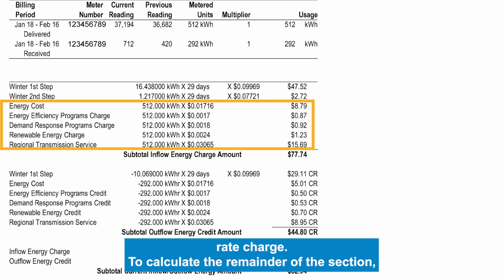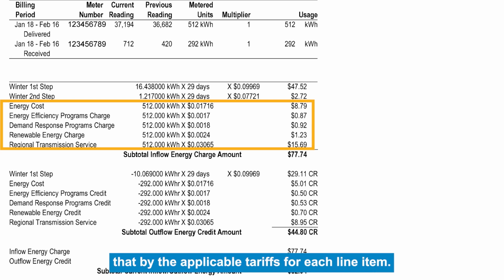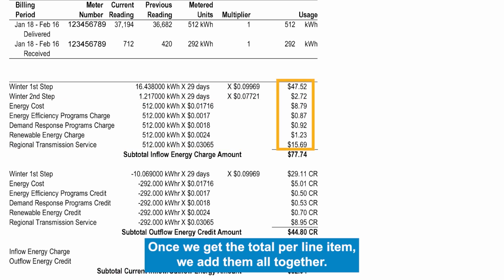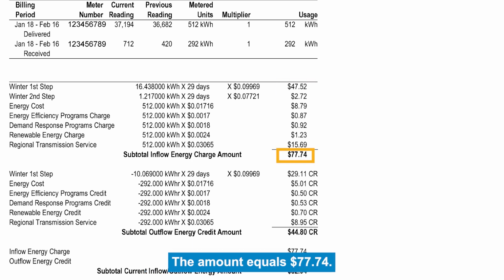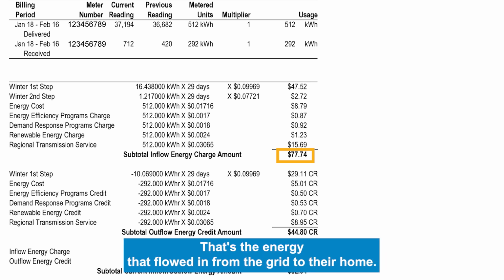To calculate the remainder of the section, we take the delivered usage, 512 kilowatt hours, and multiply that by the applicable tariffs for each line item. This gives us a total for each item. Once we get the total per line item, we add them all together. The amount equals $77.74. This is our example customer's total charge for the energy they consumed. That's the energy that flowed in from the grid to their home.